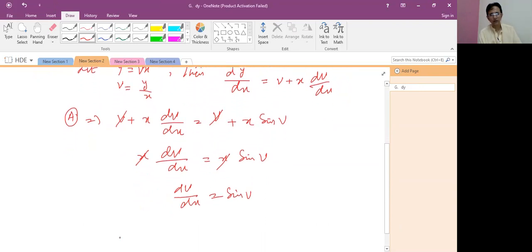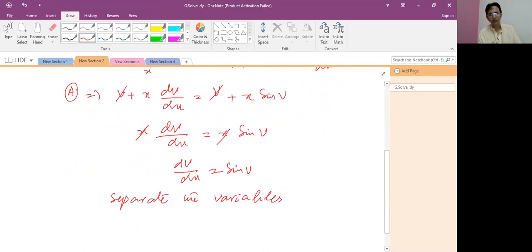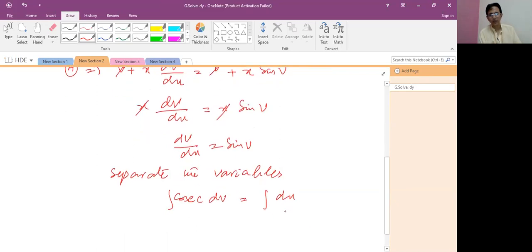Now student, after that separate the variables. After simplifying, separate the variables. Sine v transferred to the left hand side, 1 upon sine is called cosec v into dv, and dx multiplied by 1, it is dx, and apply the integral.